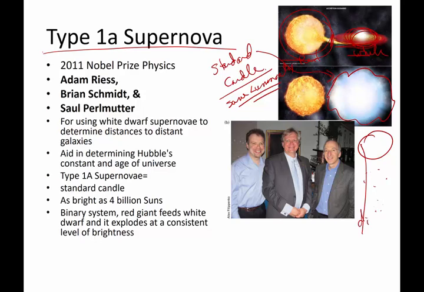Well, if you have anything out in space that's the same luminosity, by determining if something is very, very bright or a little bit dimmer or very, very dim, scientists can use that to guesstimate distance to each one of these objects. Back in 2011, the Nobel Prize in Physics was awarded to three people: Adam Riess, Brian Schmidt, and Saul Perlmutter, and those gentlemen got that Nobel Prize for using type 1a supernovae to determine distances to very, very far away galaxies. And without that information, we could not have accurate measurements for the Hubble constant and the age of our universe.